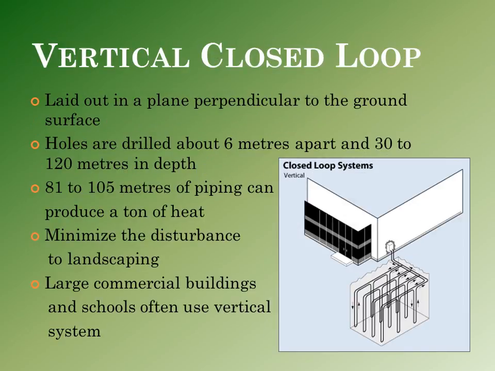A vertical closed-loop system has the heat exchanger pipes that are laid out perpendicular to the ground surface. For a vertical system, holes are drilled about 6 meters apart and 30 meters to 120 meters in depth. In these holes, two pipes are placed and connected at the bottom with the U-bend to form a loop. Typically, 80 to 105 meters of piping can produce a ton of heat, which is equivalent to 3.52 kilowatts. The vertical loops are connected with horizontal pipe placed in trenches and connected to the heat pump in the building.